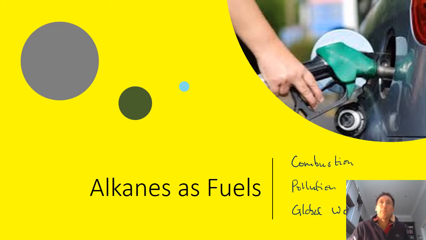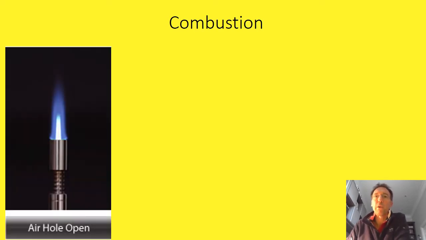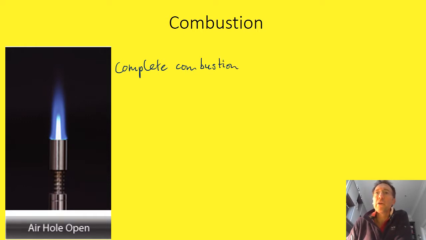Let's start with combustion. So combustion, let's start off by looking at complete combustion. And here we have a Bunsen burner with the air hole open. And because the air hole is open, that means we get plenty of oxygen. Okay, so this represents complete combustion. And you see how the flame's a nice blue color. Complete combustion occurs when there is plenty of oxygen.